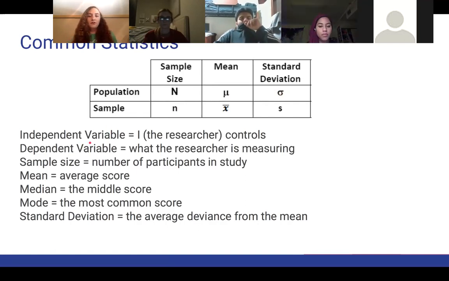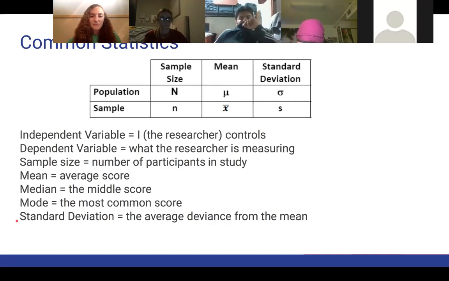The independent variable is me, the researcher. This is what I'm controlling. And the dependent variable is what they're measuring. An example of that would be, if I was watering plants, I would be measuring how tall they are. That would be one random example.